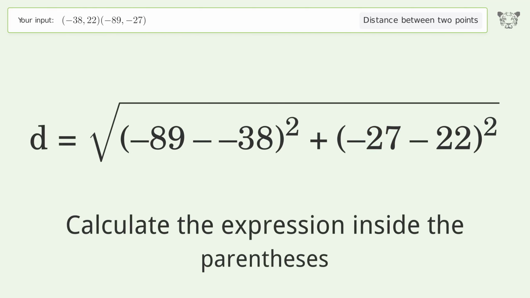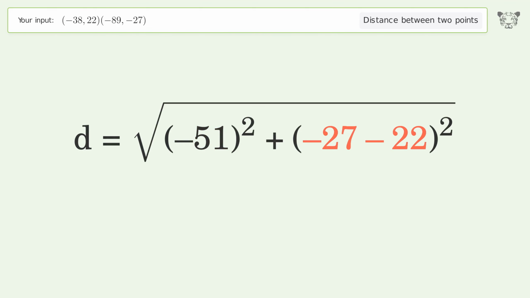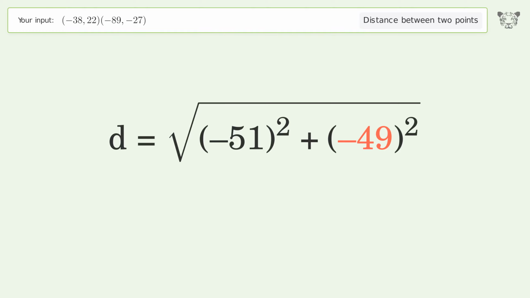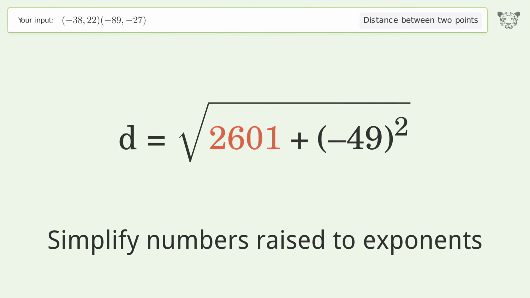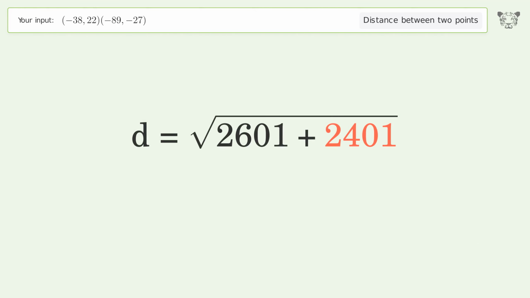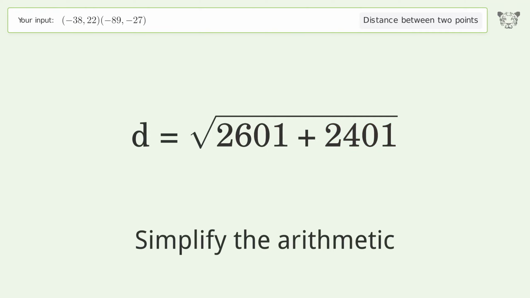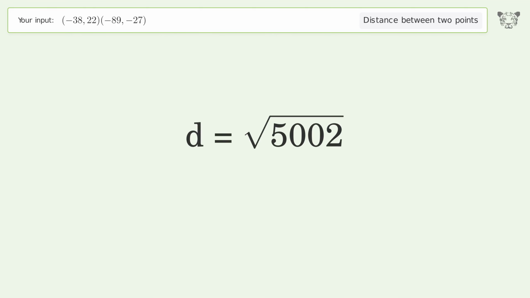Calculate the expression inside the parentheses. Simplify numbers raised to exponents. Simplify the arithmetic. And so the distance between the 2 points is the square root of 5002, or 70.725.